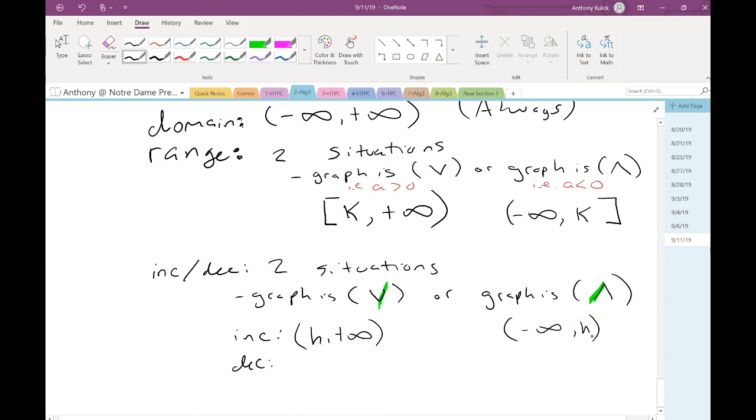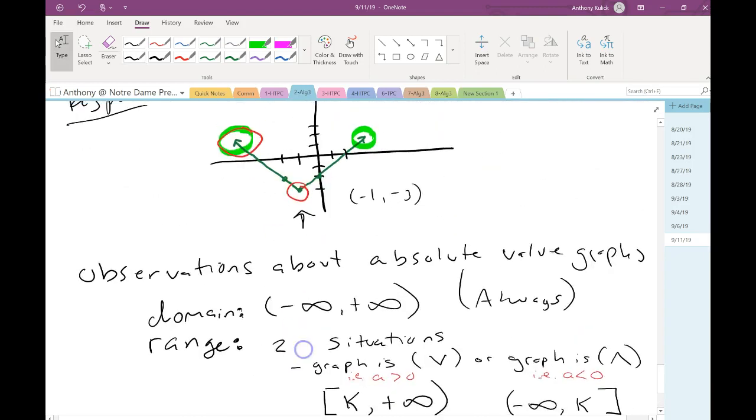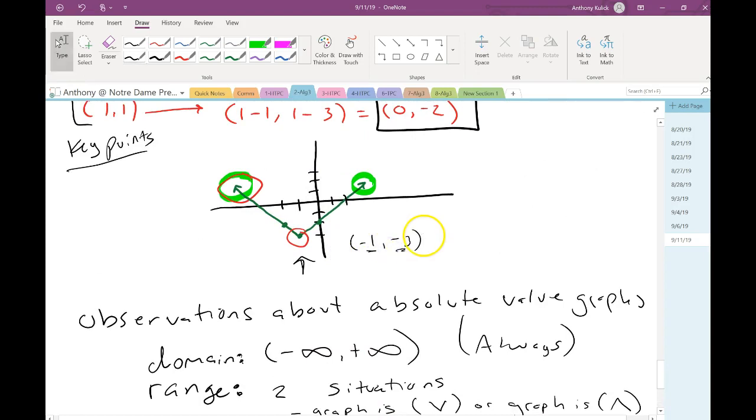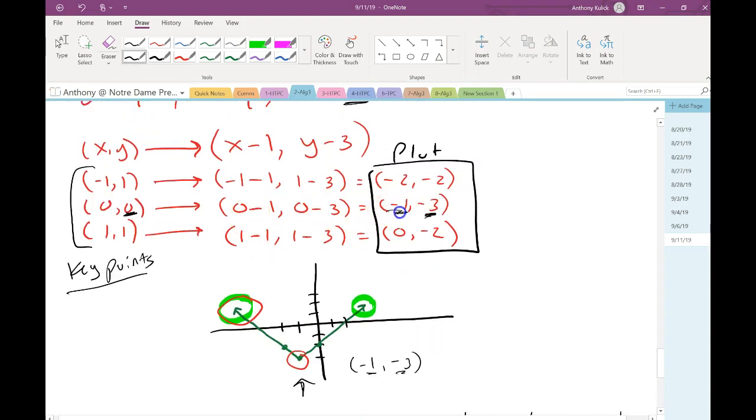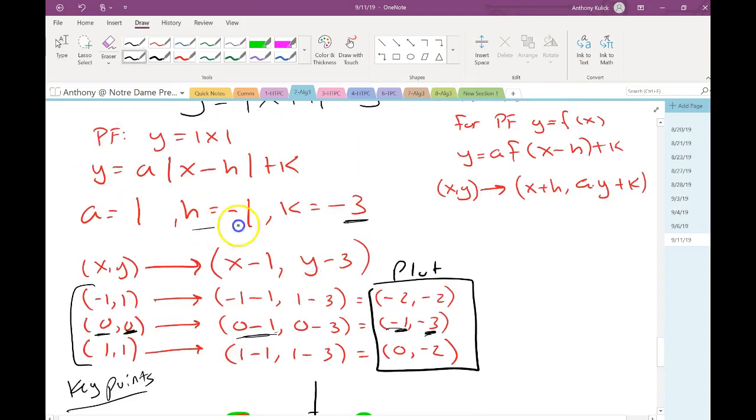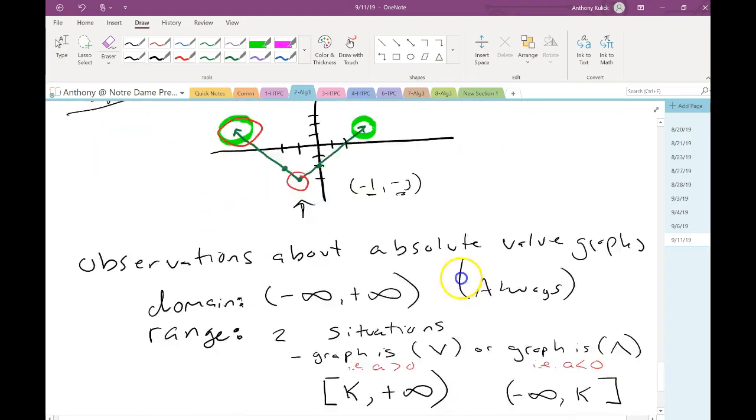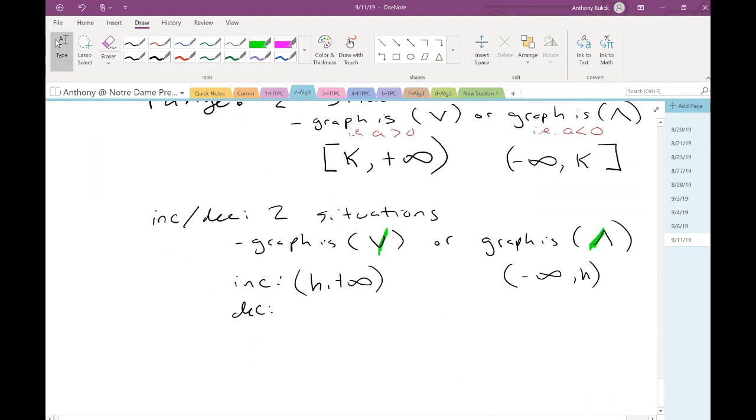So notice that that vertex, when we found it before, was -1, -3. So the -1 is coming from this, and this -1 that's being subtracted from it is our h. So really, that vertex is going to happen at h, k each time. So we're increasing from either h to positive infinity if we have a V, or from negative infinity to h if we have a wedge. Yes, Tom? Of course. And then if we're decreasing, it's just the opposite.